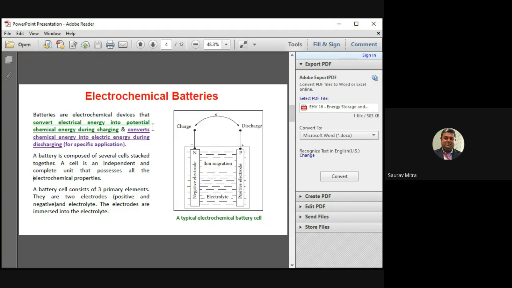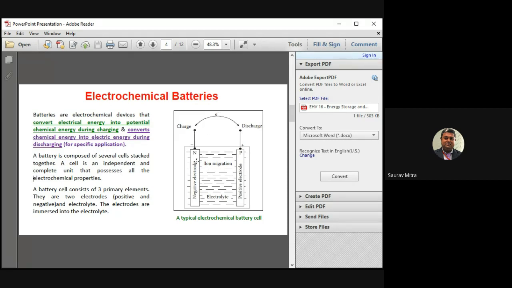So a battery is an electrochemical device that converts electrical energy into potential chemical energy during charging and converts the chemical energy into electrical energy during discharge. So where is the EV connected? Whenever I say EV, EV is nothing but a motor. The motor is connected between this positive and negative. So between the electrodes, the motor is connected.